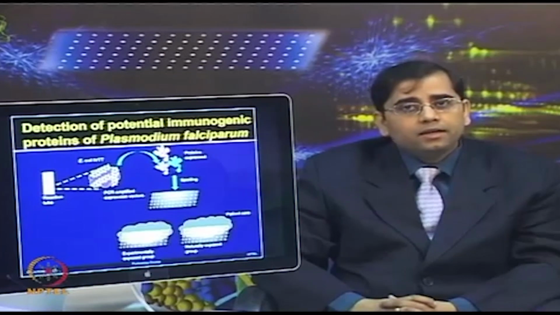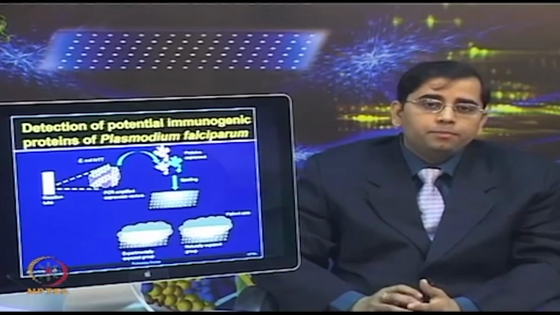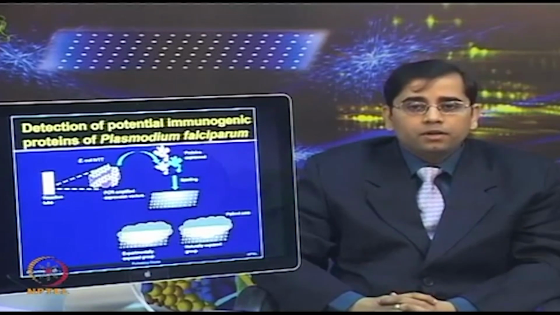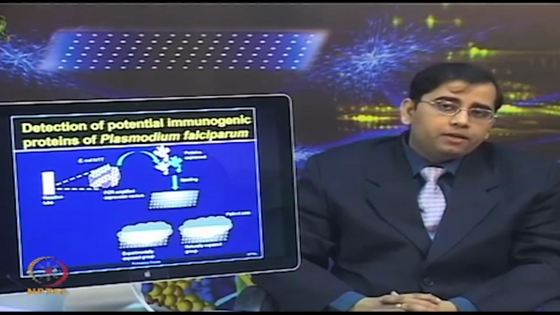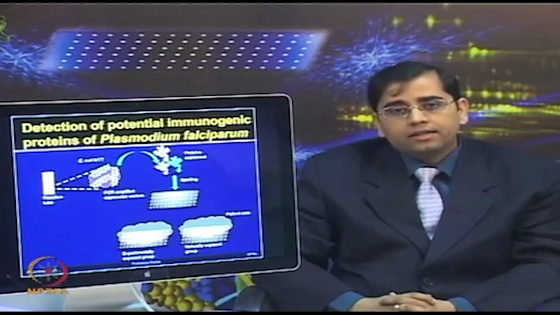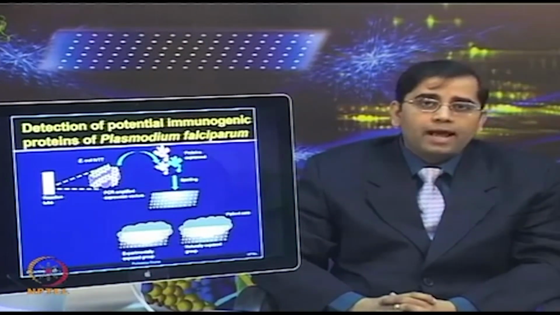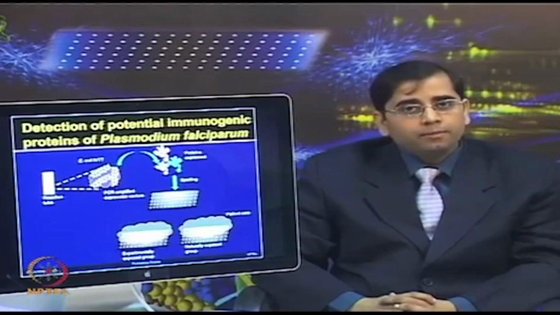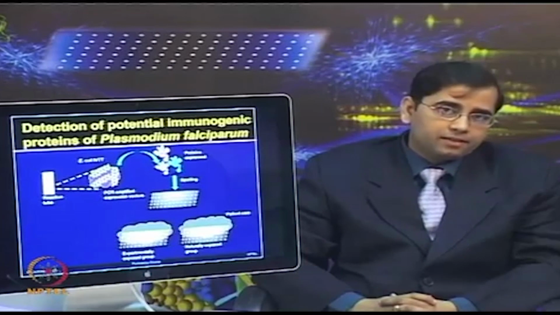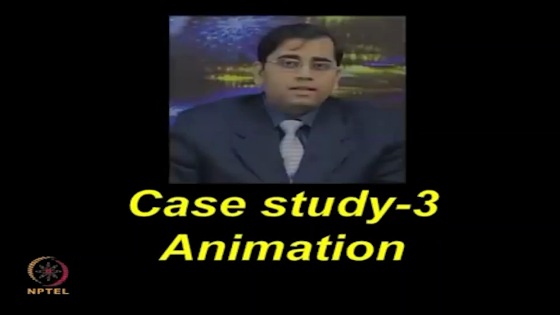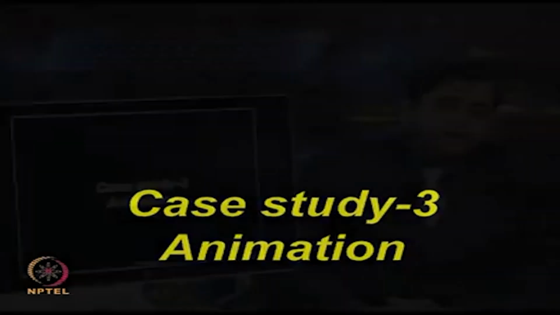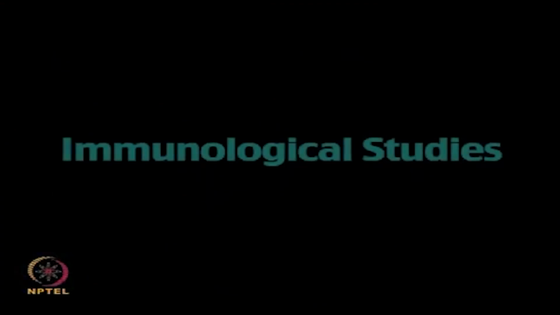The proteins expressed specifically in the pre-erythrocytic stage of Plasmodium, which was CSP, as well as some liver stage specific antigens such as LSA1, were identified successfully by applying cell-free expression based protein microarrays in this study. So, let us discuss this experiment and the study by looking at this animation.